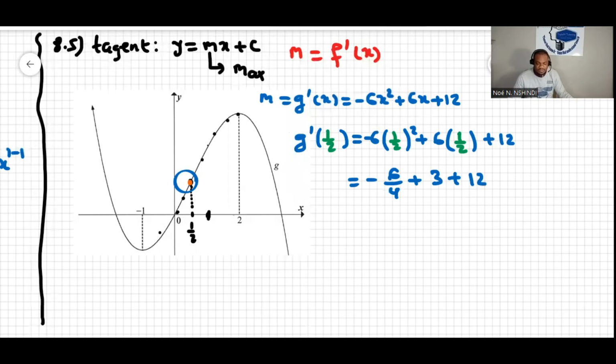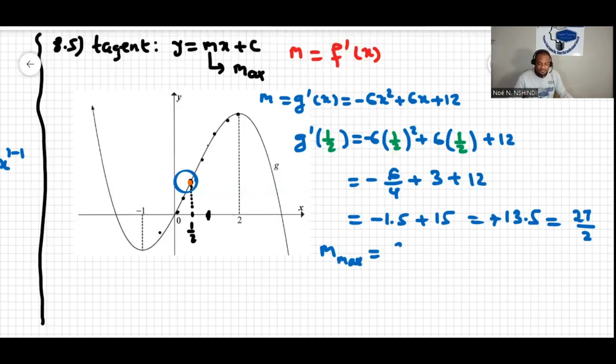And then this will be equal to negative 1.5 plus 15, which is equal to, actually positive, 13.5. 13.5 is the same thing as 27/2. Am I right? Yes, because 13.5 times 2 is 27, so 27/2. I prefer to use the fraction, maybe. So now we got the maximum gradient. So m max, the maximum gradient, is 27/2.